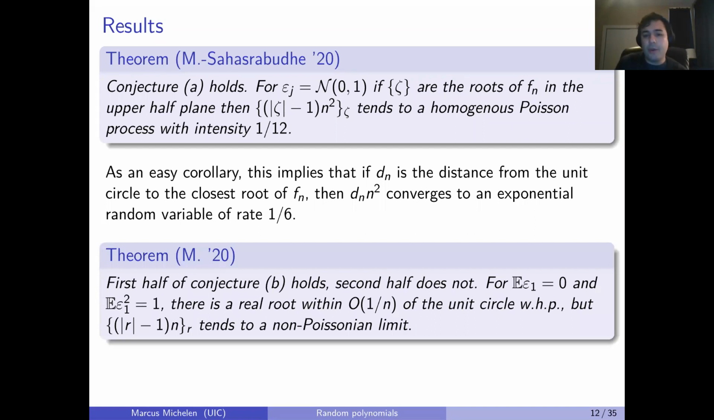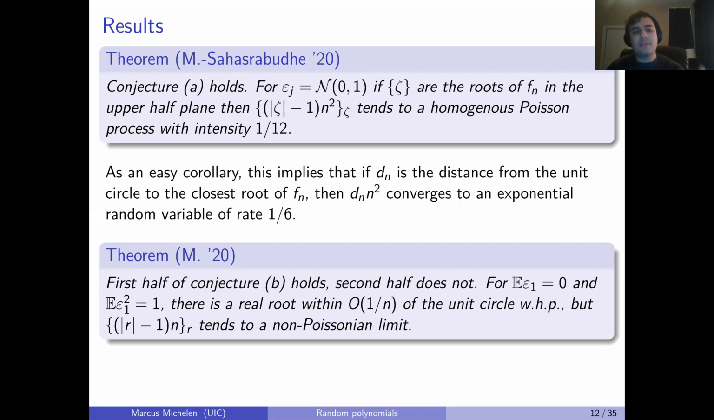And we're also able to show that the corresponding conjecture for real roots unfortunately does not hold as they stated it. So you do have a real root within 1 over n away, but you do not get a Poissonian limit. So in fact, the limit when you rescale properly is a non-Poissonian point process. So we'll discuss why that occurs later on in the talk.